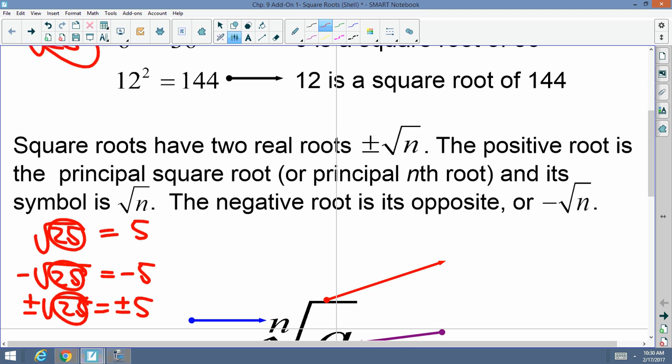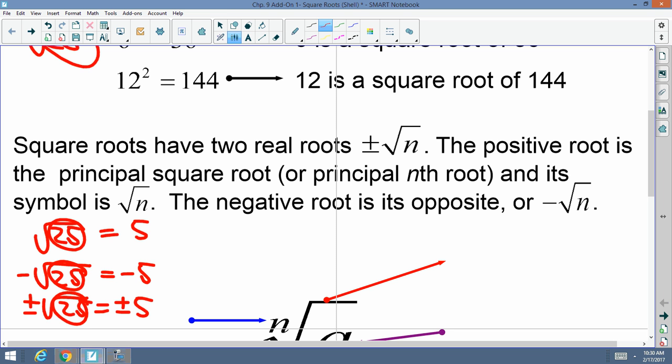So you may say, but why do you have a plus or minus 5? Because remember what they're asking. What number times itself gives me the inside part of that? So 5 times 5 can give me 25, and negative 5 times negative 5 can also give me 25.